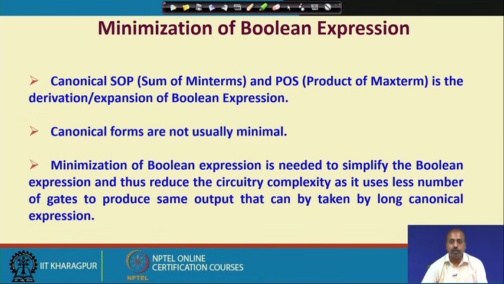So, canonical forms are usually not minimal. There may be cases where the canonical form itself is a minimal form, but in general that is not the case. Minimization of these Boolean expressions is required to simplify the Boolean expression and thus reduce the circuit complexity, so that I can use fewer logic gates to produce the same output that can be obtained by taking the canonical expression. This minimization of Boolean functions is by itself a very important topic, and we will see some techniques for that, keeping in mind that this minimization process is not very simple.